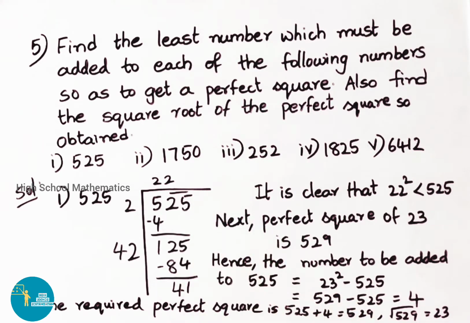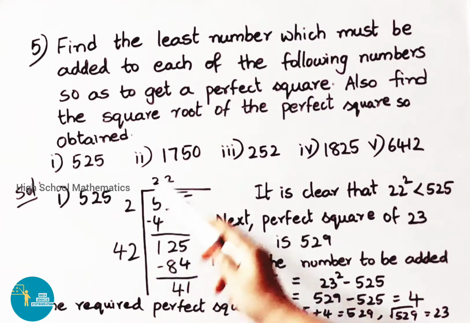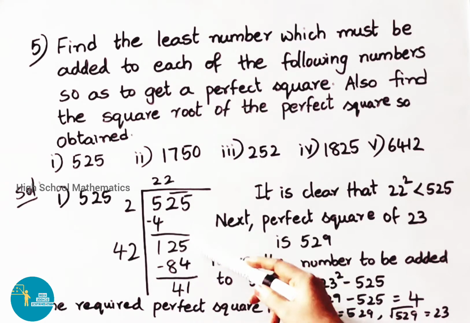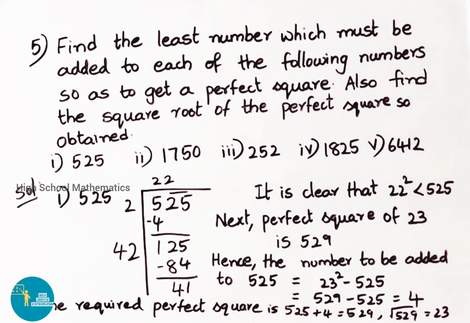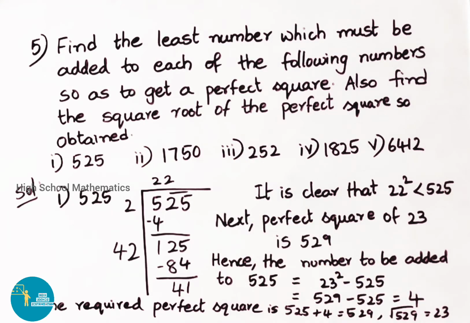2 double value is 4. Now we are going to multiply by 2. So we have written 2 here and also in the quotient 2. 42 2s are 84. 125 minus 84, we get the remainder 41. It is clear that this 22 square is less than 525. So we shall take 22 next digit, that is 23. Therefore next perfect square of 23 is 529.